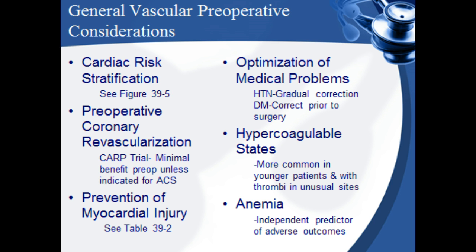Hypercoagulable states. These are more common, according to literature, in younger patients and in patients with vascular thrombi in unusual sites. Postoperative abnormalities may show elevated fibrinogen levels, antithrombin 3 deficiency, impaired fibrinolysis, and protein C and S deficiency.